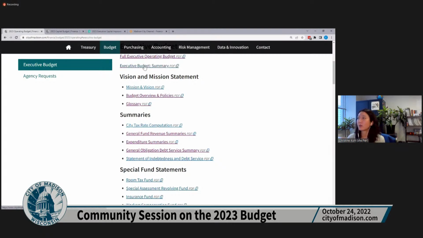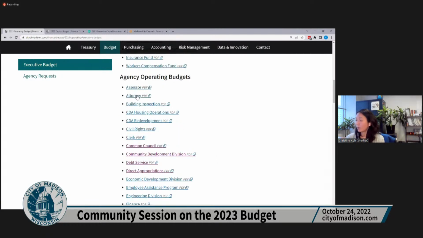And this is about a 20-page document that highlights some of the key aspects of the budget. I think it's much more digestible than the full several hundred-page book. And it includes the mayor's message as well as some high-level points. And then you'll see some overview pages, some information around the city tax rate, special fund statements, and then operating budgets by agency. And here, if you are interested in a specific agency, like if you want to know what's happening with community development or economic development, you can select on these PDFs, and it gives you, again, a much more condensed view of the budget, so you don't have to review the whole document for what you're looking for.